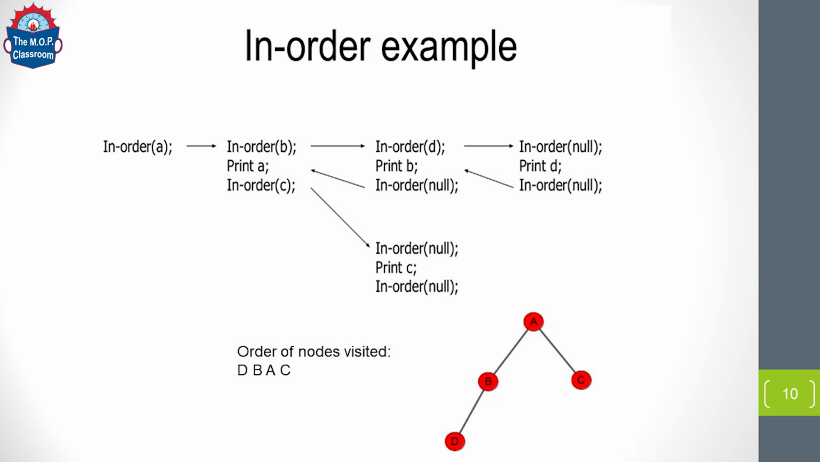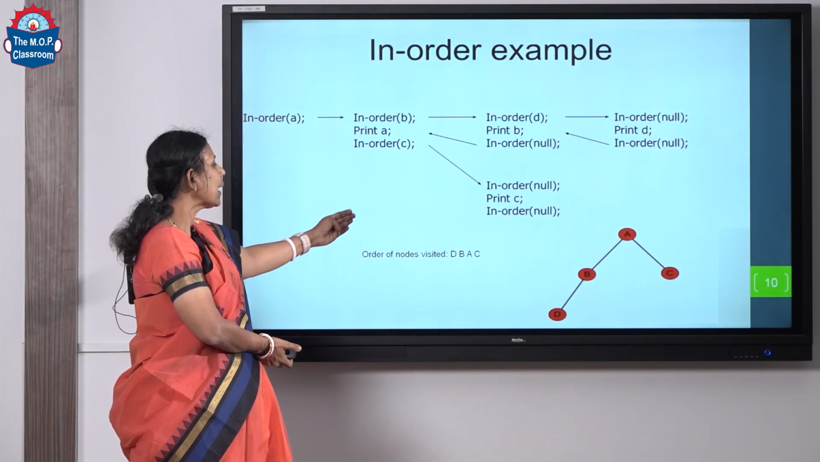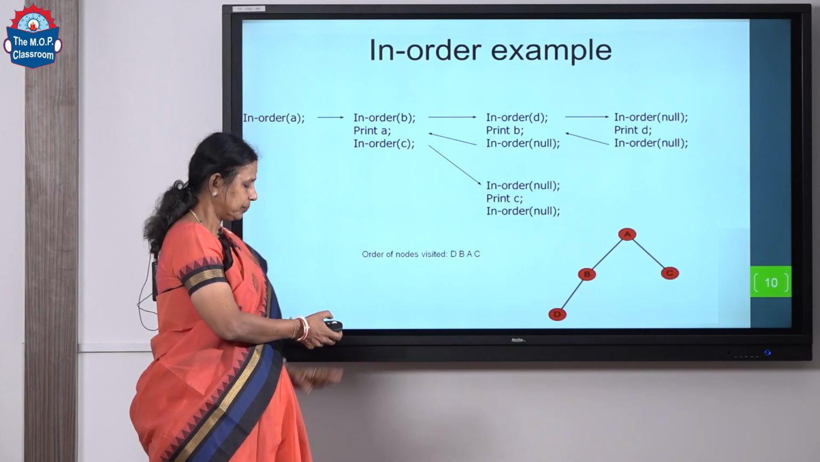Now, at C, C doesn't have a left child, so in-order of null. Now, data C will be printed. It doesn't have a right child, so in-order of null. At this point, the procedure ends. So, the order in which the nodes are visited will be D, B, A and C.